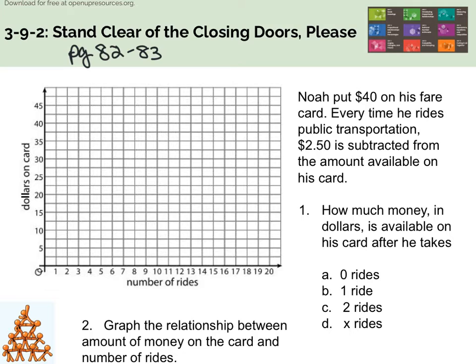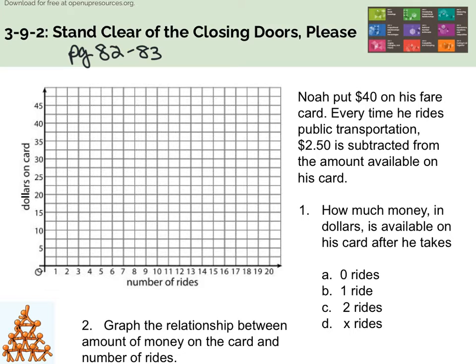All right, let's go ahead and turn to page 82. This actually goes between 82 and 83. The story is that Noah puts $40 on his fare card. Every time he rides public transportation, $2.50 is subtracted from the amount available on his card. So let's answer the next question on page 82, number 1. How much money in dollars is available on his card after he takes 0 rides, 1 ride, 2 rides, and then think about what is going on for x rides. Okay, go ahead and pause and answer those questions.